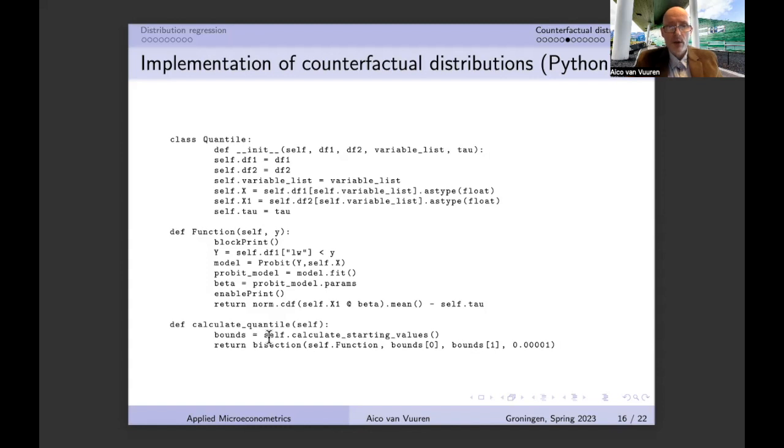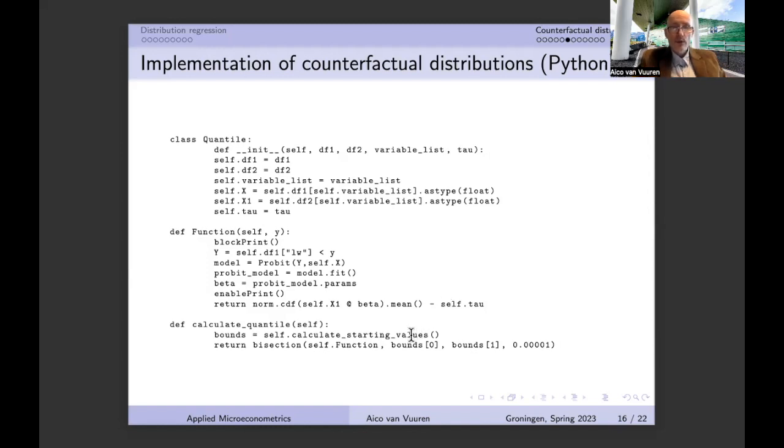I'm not sure whether you know anything about bisection, but that means that we're going to have a very low value, we're going to have a very high value, and we do know that the root is somewhere in the middle. And then what we're going to do is make the difference smaller and smaller up to the moment that we exactly find a y for which this thing that we have over here is equal to 0, exactly the quantile that I was looking for.